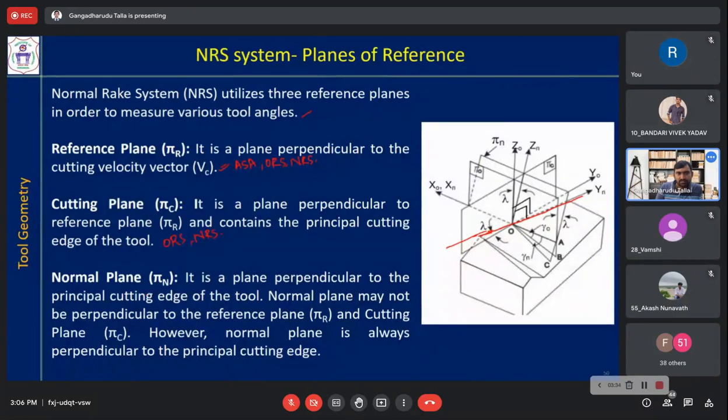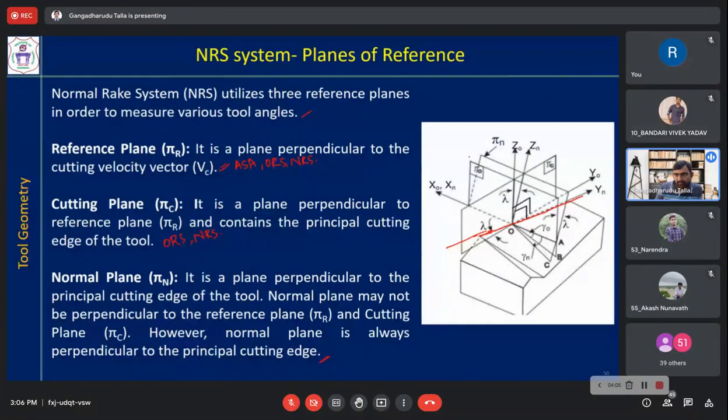And the next is normal plane pi n. This is the new one. It is a plane perpendicular to the principal cutting edge of the tool. Up to this point, it is similar to pi o. But normal plane may not be perpendicular to the reference plane pi r and cutting plane pi c. However, normal plane is always perpendicular to principal cutting edge. That is the condition.